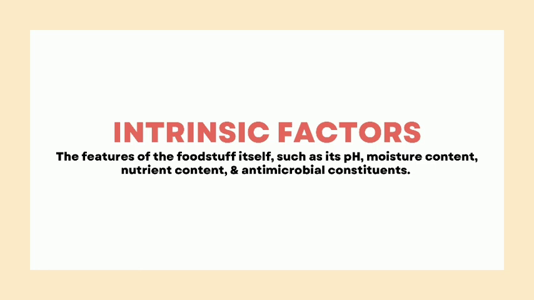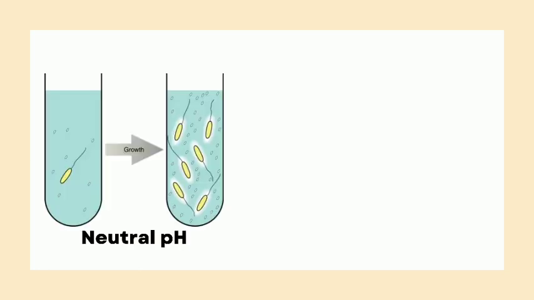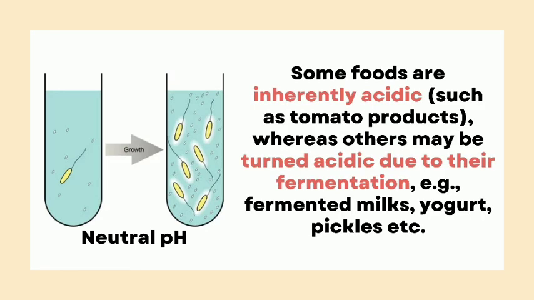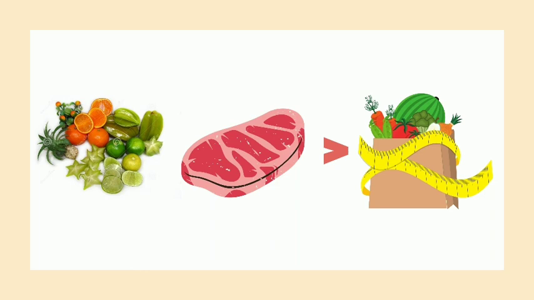constituents. Microbes generally grow best at near neutral pH. Some foods are inherently acidic, whereas others may be turned acidic due to fermentations, for example, fermented milks, yogurt, pickles, etc. Natural acidity of sour fruits is very useful in resisting their microbial spoilage. Some protein-rich foods are buffered or can resist pH changes. Meats are better buffered than veggies due to their rich protein content.